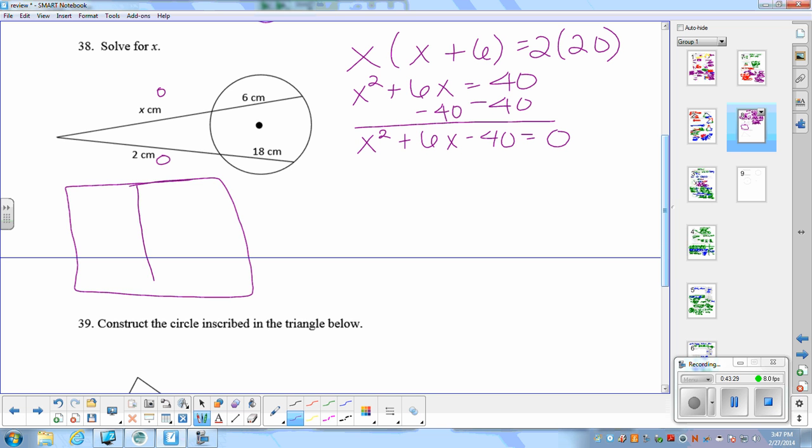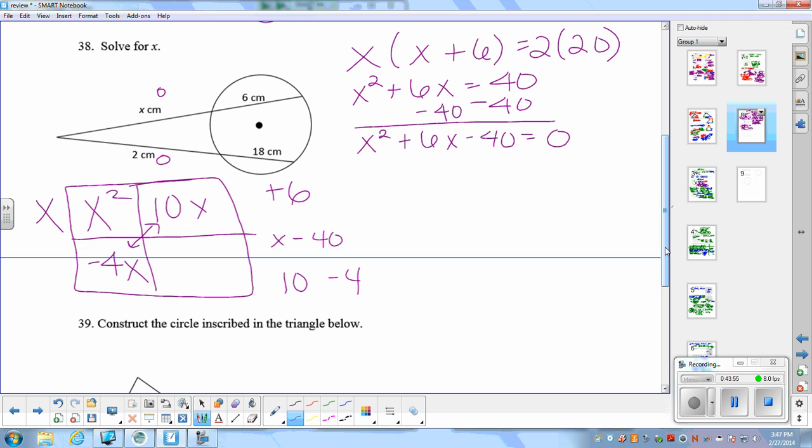I set up my box. X squared. I need two numbers that add to 6 and multiply to negative 40. Well, that would be 10 and negative 4. So 10x and negative 4x. Remember, it does not matter the order you put those in your boxes as long as 10 and negative 4 are in your diagonal. So then, x squared and 10x, my greatest common factor is x. X squared and negative 4x, my greatest common factor is x.